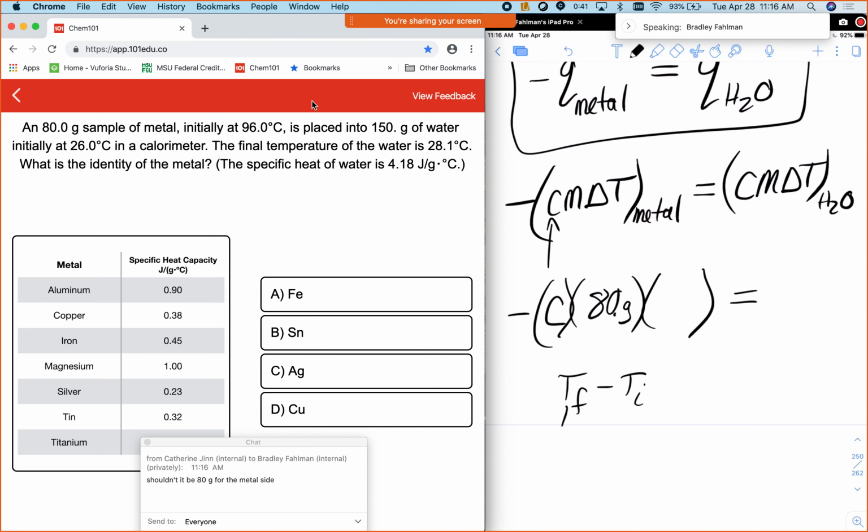And then for the temperature change, the final temperature is 28.1. So it's going to be 28.1 minus what it was originally, 96. So what is that? 28.1 minus 96 is minus 67.9 degrees Celsius.